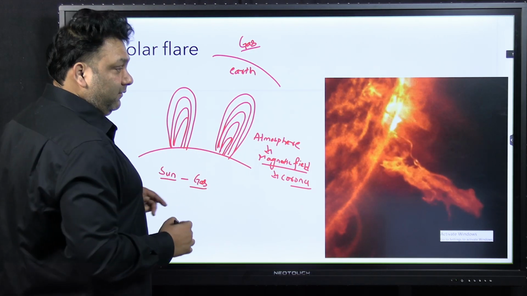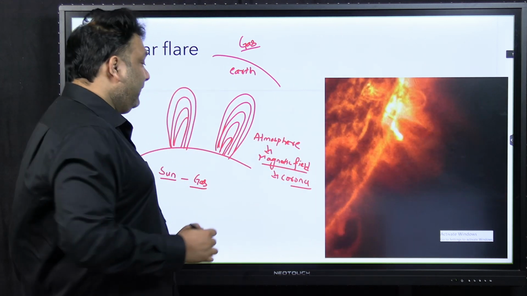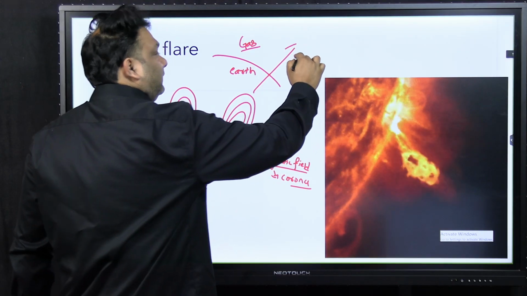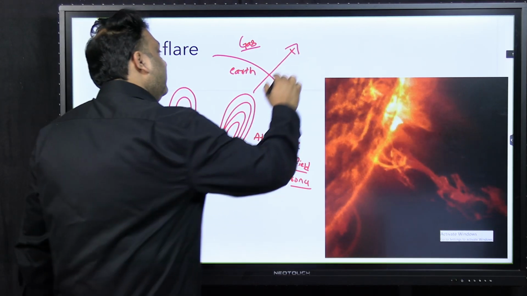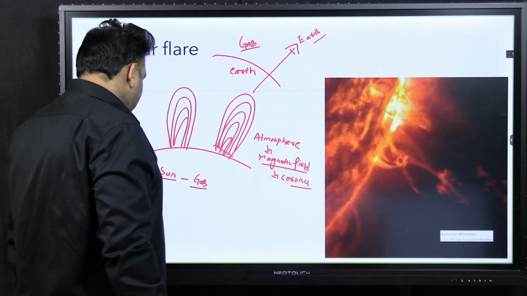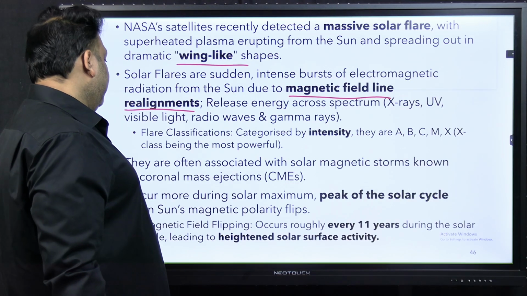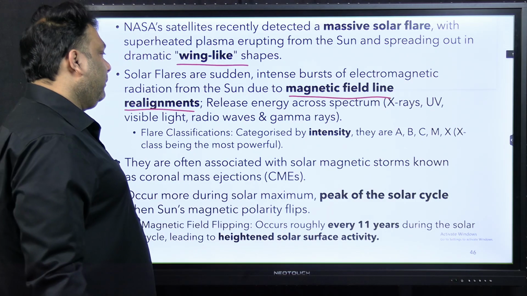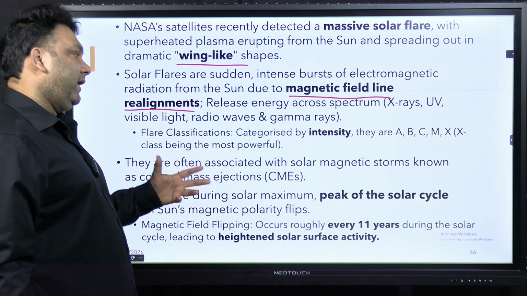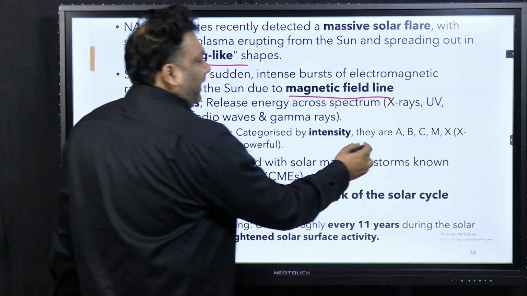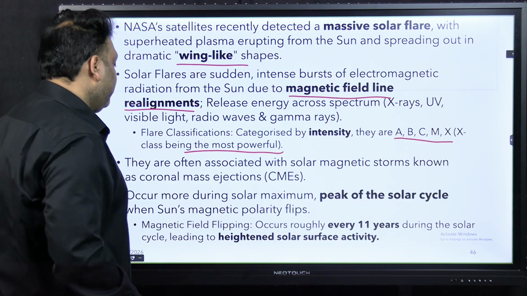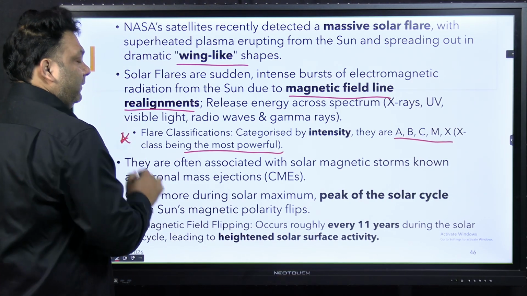And obviously, whenever you have these solar flares, these magnetic field lines will break and they will be going towards the earth. So they are directed towards the earth. And the intensity can vary here. Sometimes it will be more intense, sometimes less intense. And depending upon the intensity, they are categorized into A, B, C, M and X. X being the most powerful. This is very important, remember this.